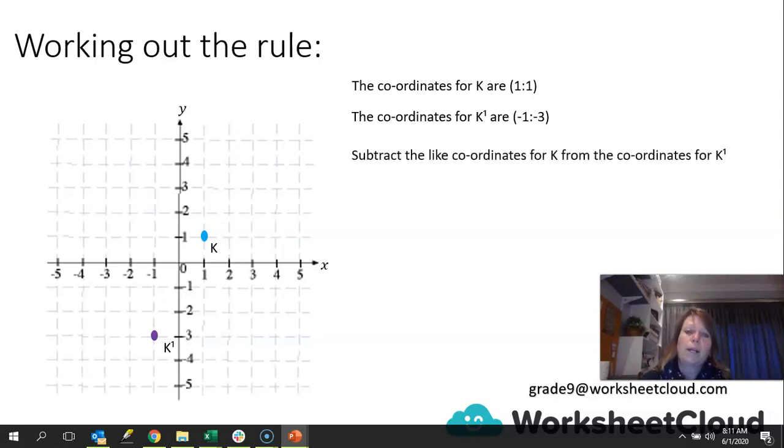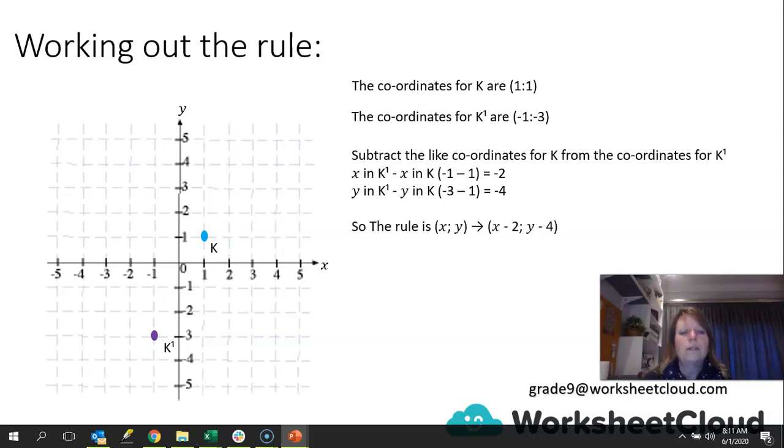Okay, so now we subtract like coordinates for K from the coordinates for K1. And I'm going to go x in K1 is minus 1, minus x in k, which is also 1. So minus 1 minus 1 is minus 2. Let's do the same for y. We're going to go y in k1 minus y in k, which is minus 3 minus 1. It gives me minus 4. So the rule is, from the original x, y, we have moved x minus 2, y minus 4. Let's see. Here's our original, minus 2, 1, 2, minus 4, 1, 2, 3, 4. It works, so the rule is correct.